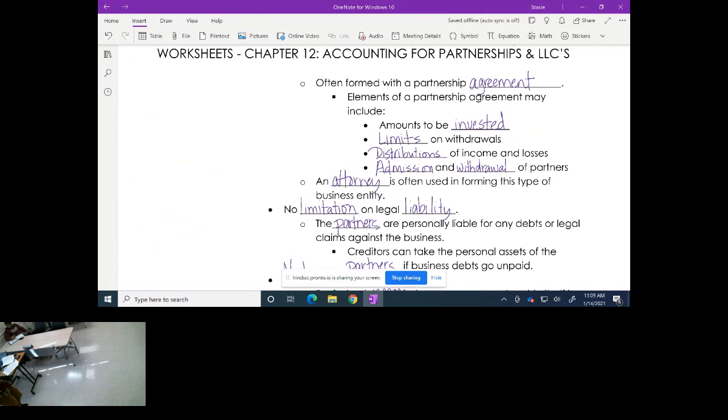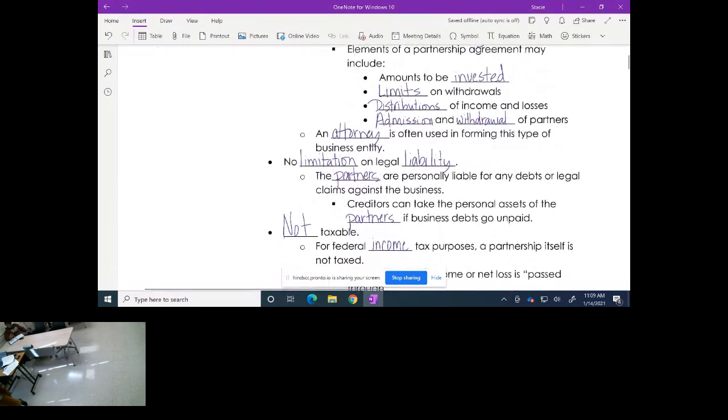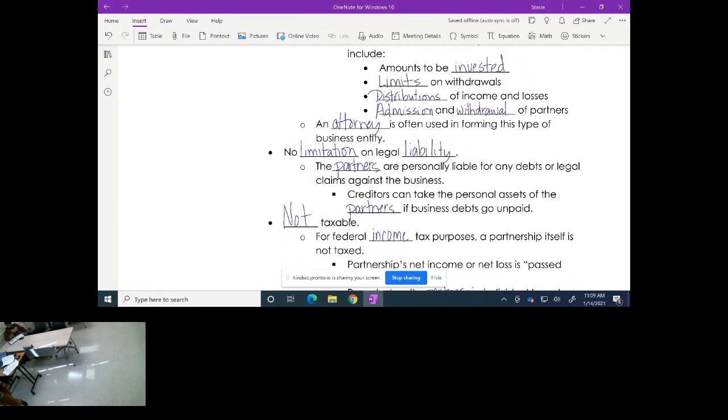So that'll tell you how much is going to be invested by each person, limits on how much they can take out. Because I have known people in business together, and one of the partners was doing things he shouldn't have been doing, taking out way too much money. I don't know if they had an agreement or not. How are we going to distribute the income? Are we going to admit other partners one day, or what if somebody wants out?